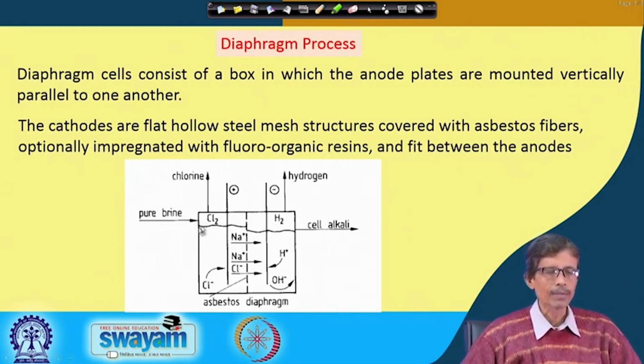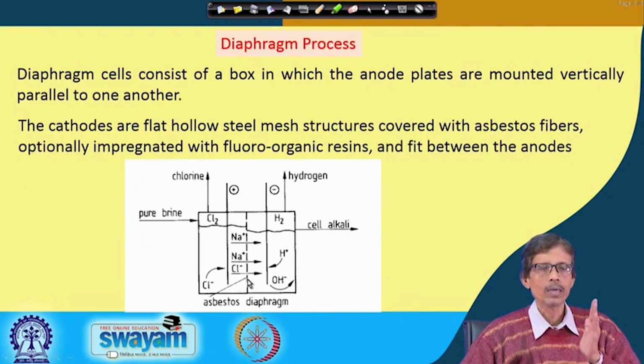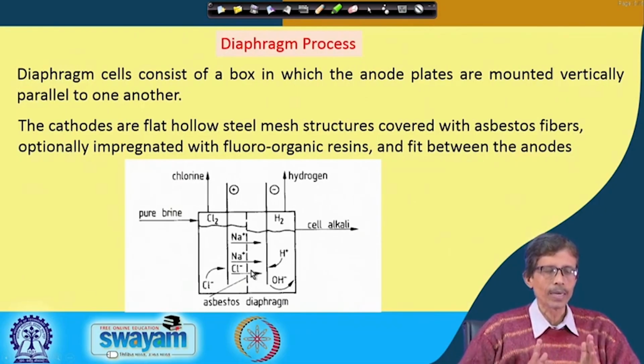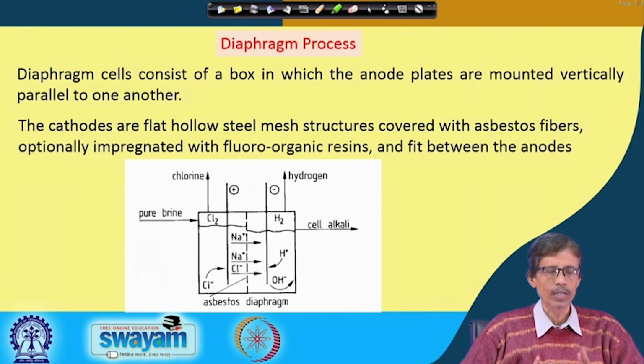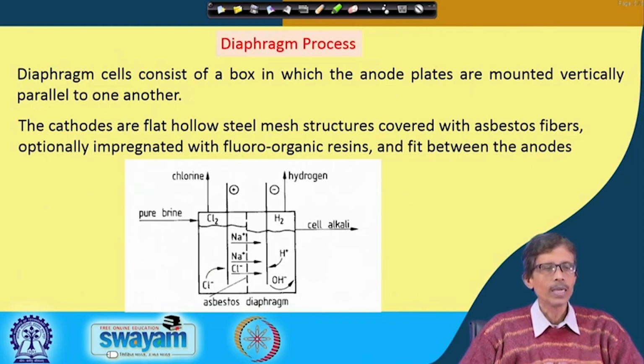So, from the left hand side, you put the brine inside and you have the asbestos diaphragm. You have the steel mesh, which is covered with asbestos as a final coating. Because of this mesh, you can separate the anodes and the cathodes. The separation of the anodes and cathodes by the asbestos diaphragm gives you the corresponding diaphragm cell.